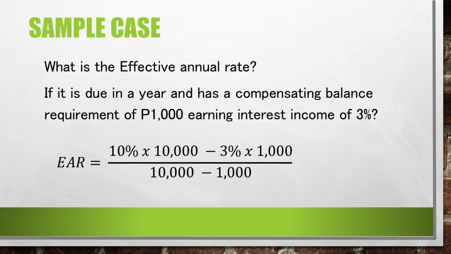So we would have effective annual rate equals to 10% times 10,000 minus 3% times 1,000, the interest income, divided by 10,000 minus 1,000. That would give us an effective annual rate of 10.78%. So those are more complex cases involving discounting and compensating balance requirements. Moving on to the next financing source.